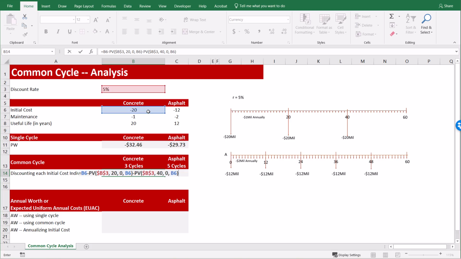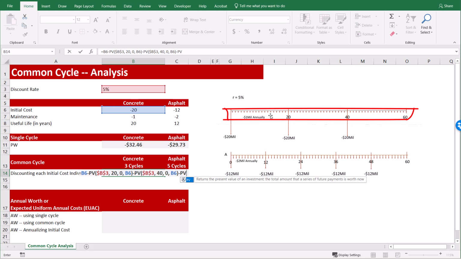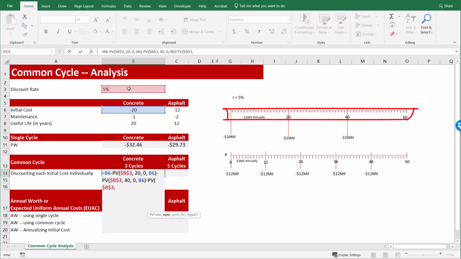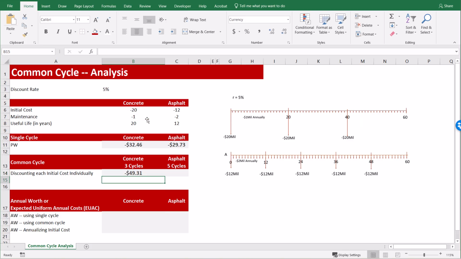Then we need to discount all of these annual costs to their present value. So we're going to say minus the present value at 5%, and we're incurring these costs over the 60-year horizon, where we're getting payments of minus $1 million. If we do this, we're going to get a cost of minus 49.31, which is what I showed you on the PowerPoint slide.